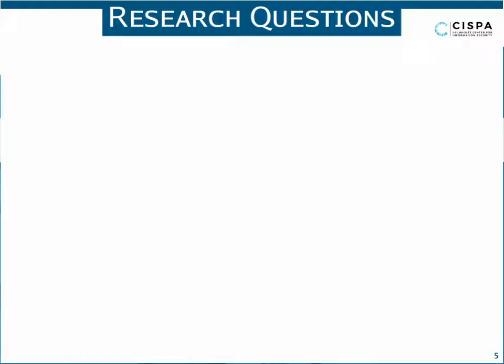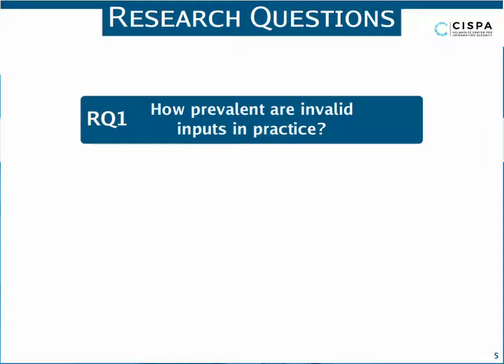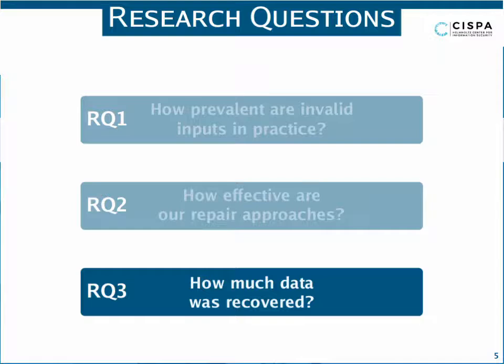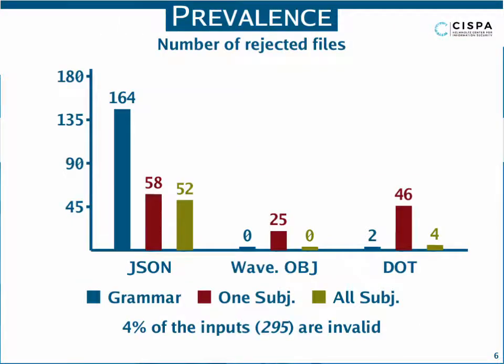Let's now have a look at our research questions, in which we want to evaluate how prevalent invalid inputs are in practice, how effective our repair approaches are, and how much data we managed to recover. As you can see here, we crawled about 7,000 files, of which 295 were invalid. We have the 3 file formats JSON, wavefront object, and dot. Some files were rejected by their grammar, some by one subject, and some by all of our subjects.